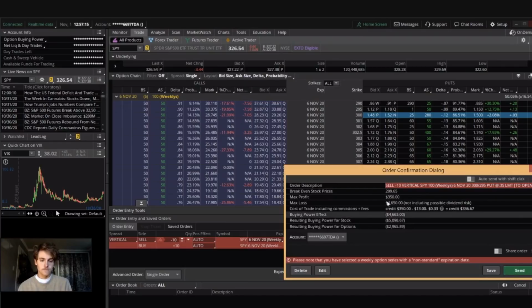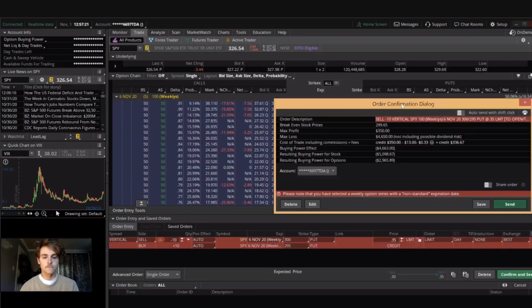So again, this is going to say your break even. This is when your spread will start losing money. Like I said, we're looking at the 300. So as soon as the SPY were to hit 299.65, which is 300 minus 35 cents, once it hit that value, that's when your position is going to have a profit loss of 0.